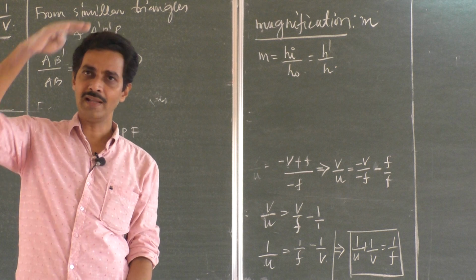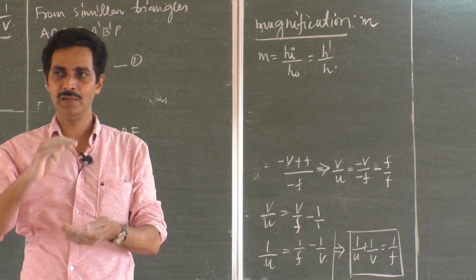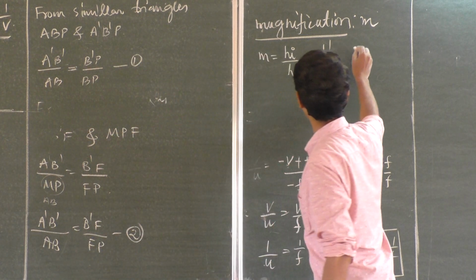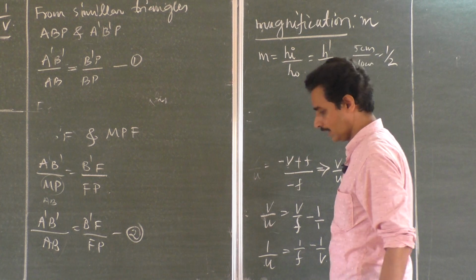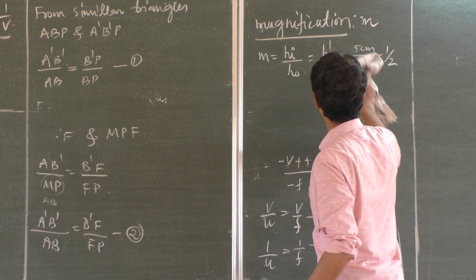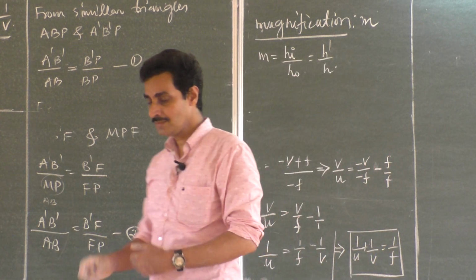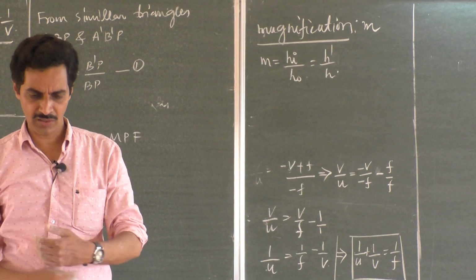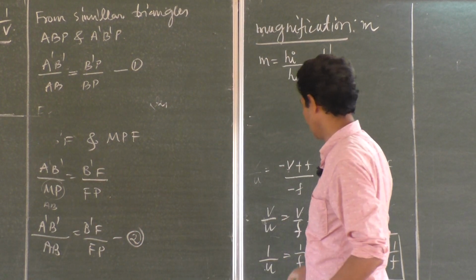The ratio of height of the image to the height of the object is called magnification. For example, 10 centimeter is the height of the object, 5 centimeter is the height of the image. So 5 centimeter by 10 centimeter, you will get half. That is the meaning: image is half the size of the object. Okay. Now how to get this? Of course, if it is asked along with this, hence obtain an expression for magnification. Not a very important derivation, but this one is important: 1 by f equal to 1 by u plus 1 by v.